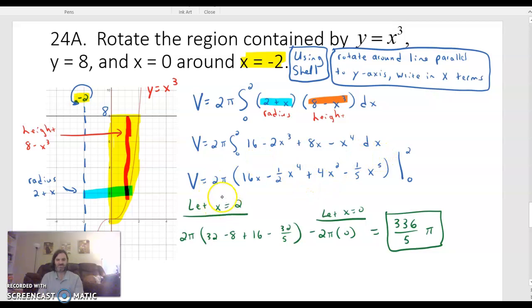Integrate that, we got 2 pi times the quantity of 16x minus 1/2 x to the fourth plus 4x squared minus 1/5 x to the fifth, evaluated from 0 to 2. So when we plug in 2, it looks like I get, once again, 336/5 pi. Plug in 0, I get 0. So just like when I did the washer method, I get 336/5 pi. Alright, good.